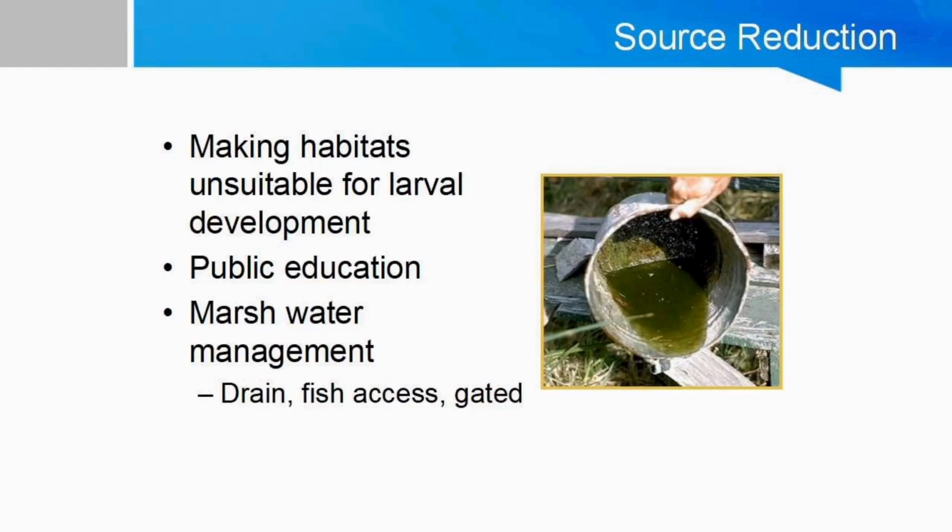The mosquitoes that carry West Nile virus need to lay their eggs in a raft on standing water. By emptying containers such as the one pictured, you are doing your part in making a habitat unsuitable for egg laying and thus larval development. Other forms of source reduction include open marsh water management, in which the mosquito-producing areas on the marsh are connected by shallow ditches to deep water habitats to allow drainage or fish access.